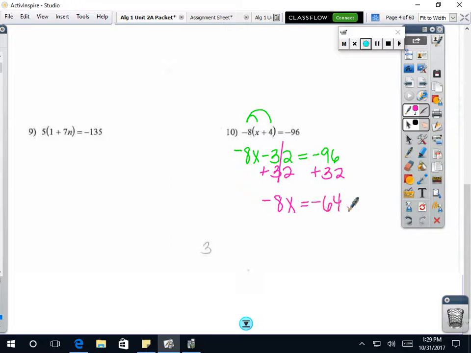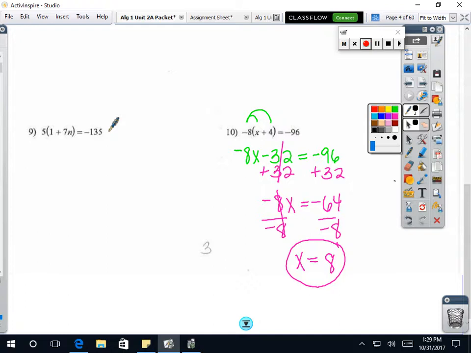And now to solve for x, what do we do? And so a positive 8, because a negative divided by a negative is positive. 64 over 8 is 8. Now, yesterday, I showed you a different way you could have done this one. Does anybody remember?